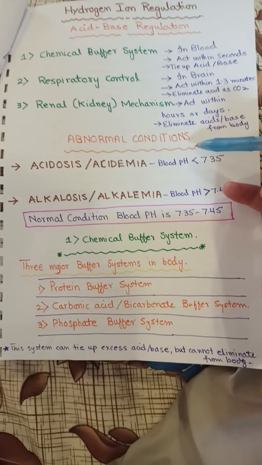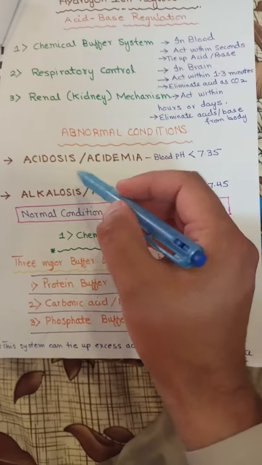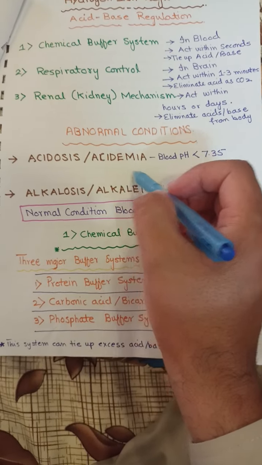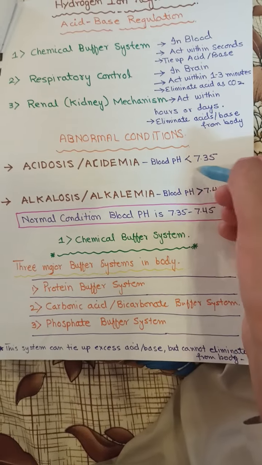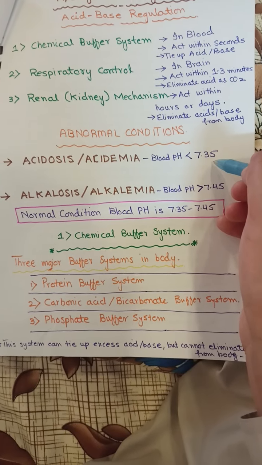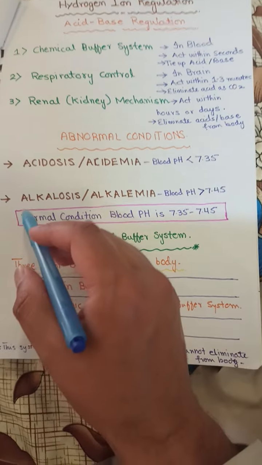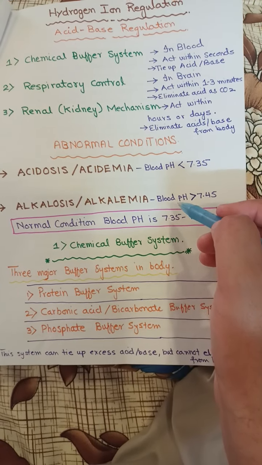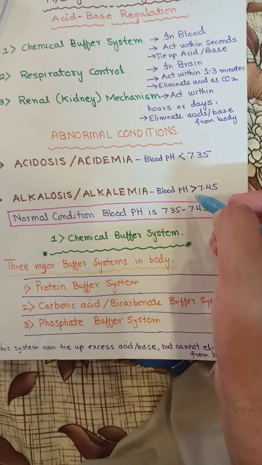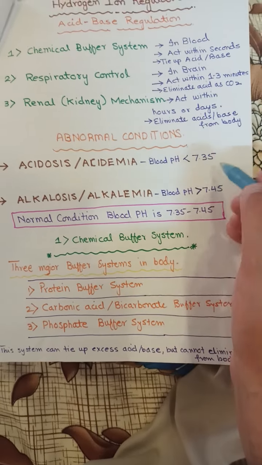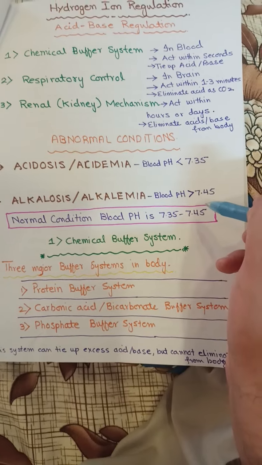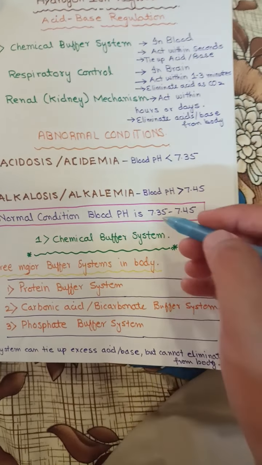What is the abnormal condition in our body? When pH is lowered, acidosis or acidemia occurs, like when blood pH is lower than 7.35. And alkalosis or alkalemia is when the blood pH rises above 7.45. So the range of 7.35 to 7.45 is the normal condition of our blood.